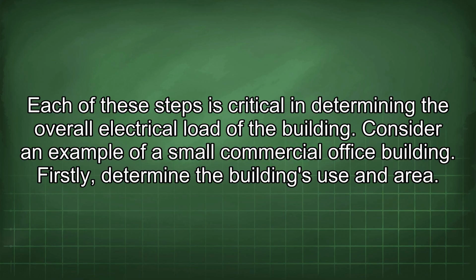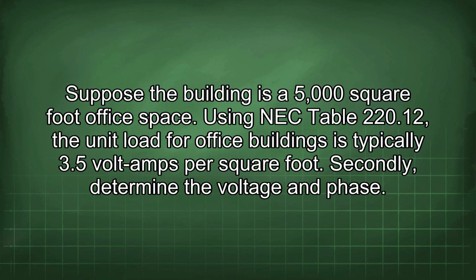Consider an example of a small commercial office building. Firstly, determine the building's use and area. Suppose the building is a 5,000 square foot office space. Using NEC Table 220.12, the unit load for office buildings is typically 3.5 volt amps per square foot.